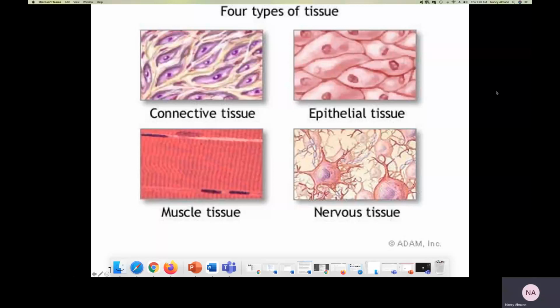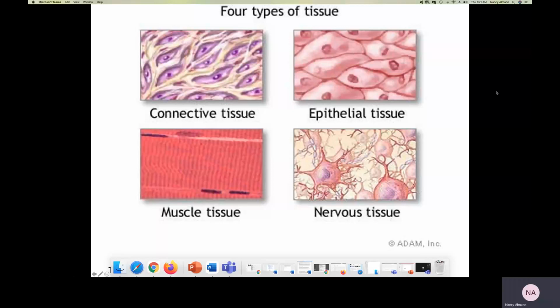Muscle tissue, of course, is needed for movement, whether it be skeletal muscle tissue so we can move our body, or smooth muscle tissue so we can move materials throughout the body, or cardiac muscle tissue to keep us going because the heart needs to keep pumping.